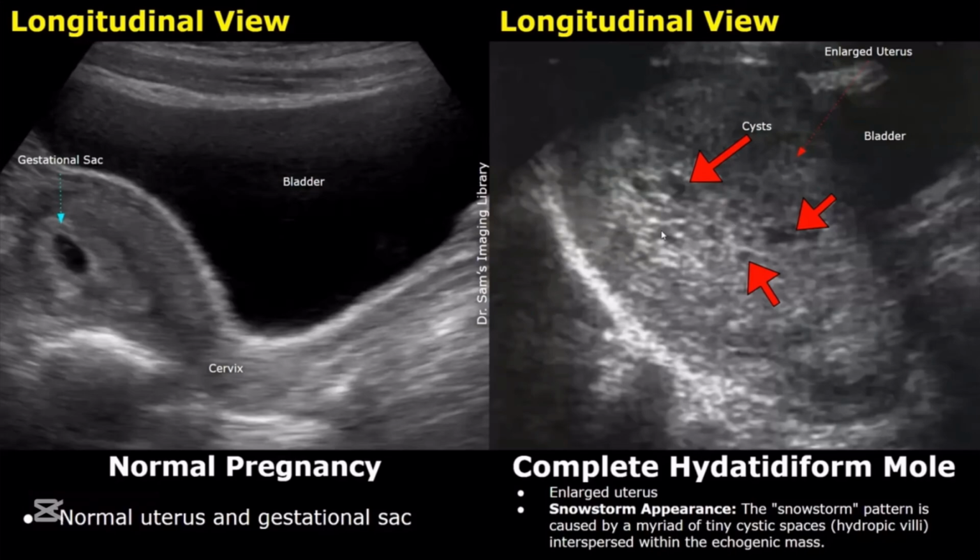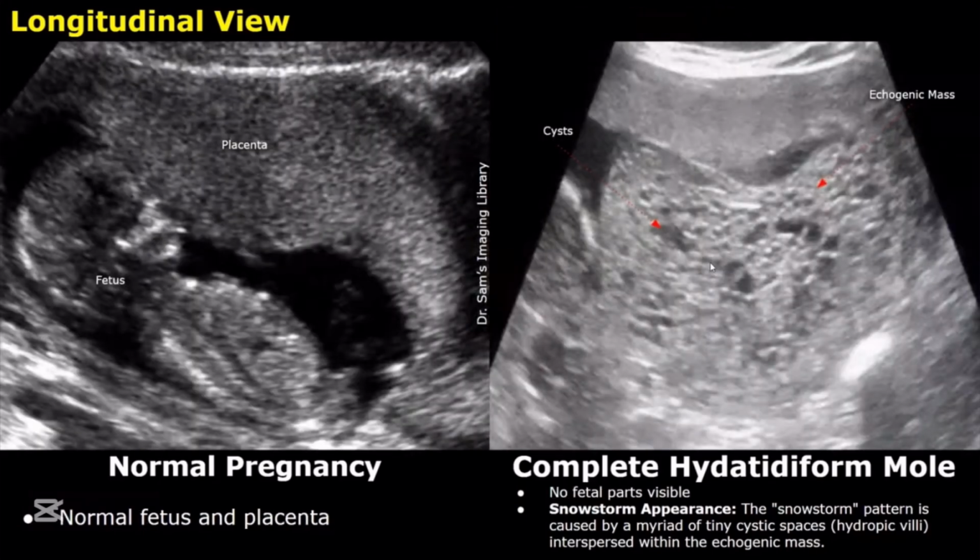This is an image of a complete molar pregnancy at 14 weeks. No fetal parts were seen. Instead, there was an echogenic mass with multicystic spaces. The image on the left is of a normal 14 weeks pregnancy.